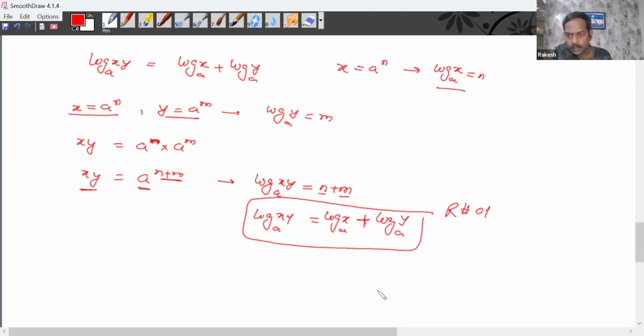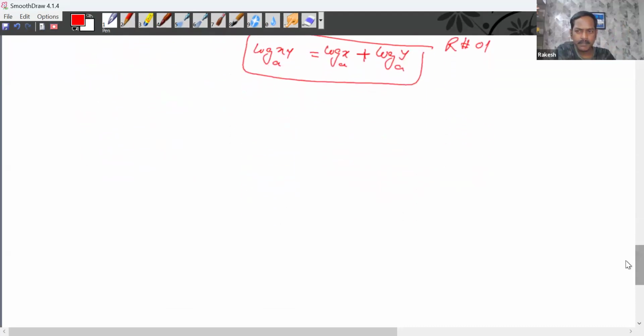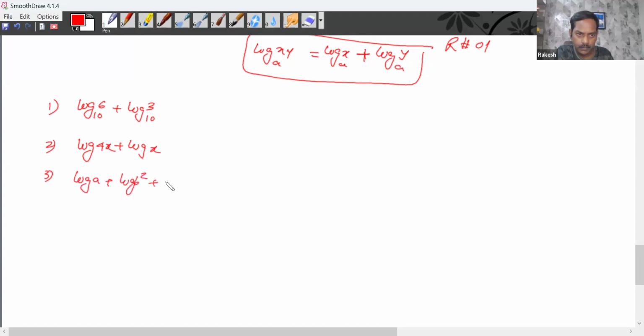Right? Now let us see if we can simplify just by using this rule. I have written some questions here. The first question is that we have to simplify, or apply this rule only, because the application of the rule is very, very important. Log of 6 with base 10 added to log of 3 with base 10. Second, log of 4x plus log of x. Third, log of a plus log of b square plus log of c cube. You have to do this, right?